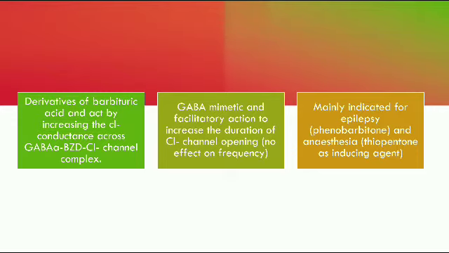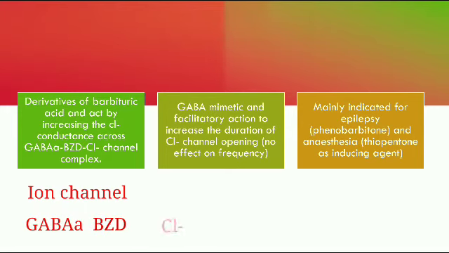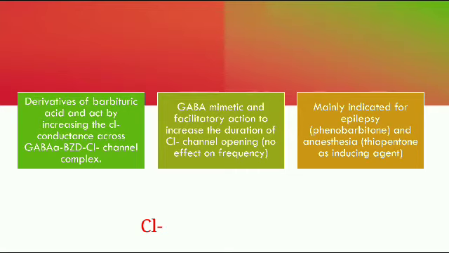So as we studied in the previous video, this is an ion channel and it is a GABA A benzodiazepine chloride channel complex. And what does this channel do? When this channel opens up, it leads to increased chloride conductance through this channel. So barbiturates bind to this channel, and hence they also increase the chloride conductance because they act as GABA mimetic as well as GABA facilitatory, hence increasing the chloride conductance across this channel complex.